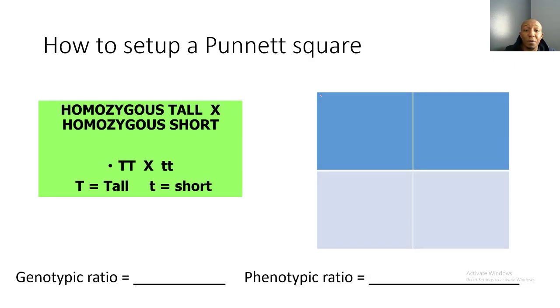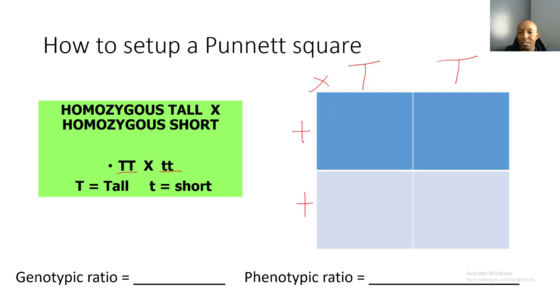So now, how to set up a Punnett square. We're going to cross two things. We're going to look at homozygous tall, which is right here, big T, big T. Let's put that across the top. And we're going to cross it with homozygous short, which is going to be little t, little t. Notice that tall is the dominant trait. That's why you have a big T, or a capital T. Short is the recessive trait.